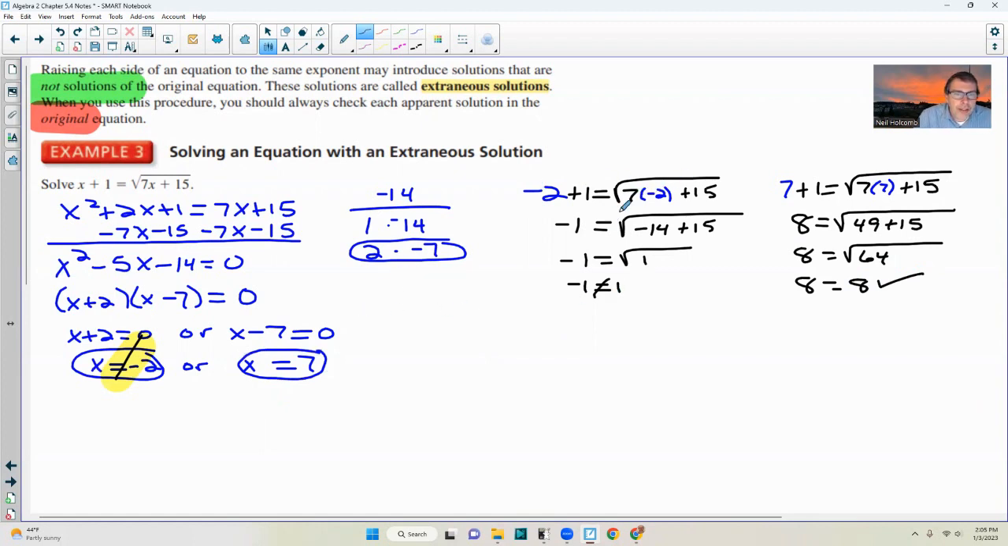Okay, so when we're checking these, as soon as you get a negative number on one side that's equal to a radical that's isolated, you are done. That is extraneous. So I could have stopped right here because a radical cannot equal a negative. That would be imaginary. Okay, that can't happen. All right, so the answer is x equals 7.